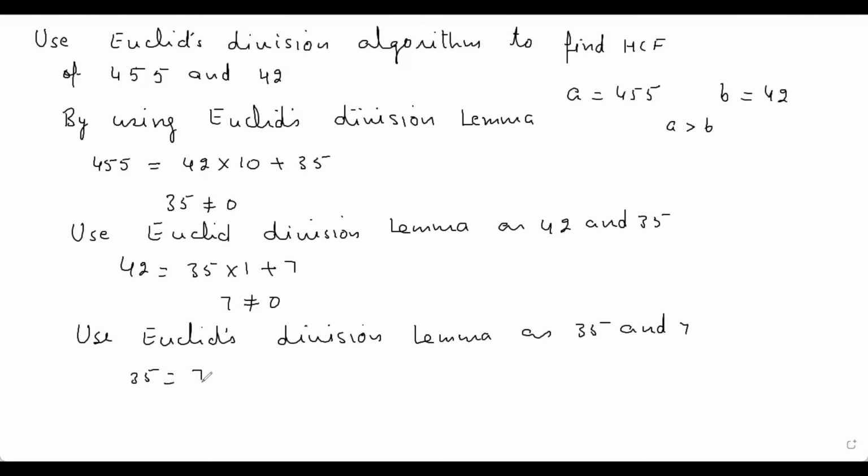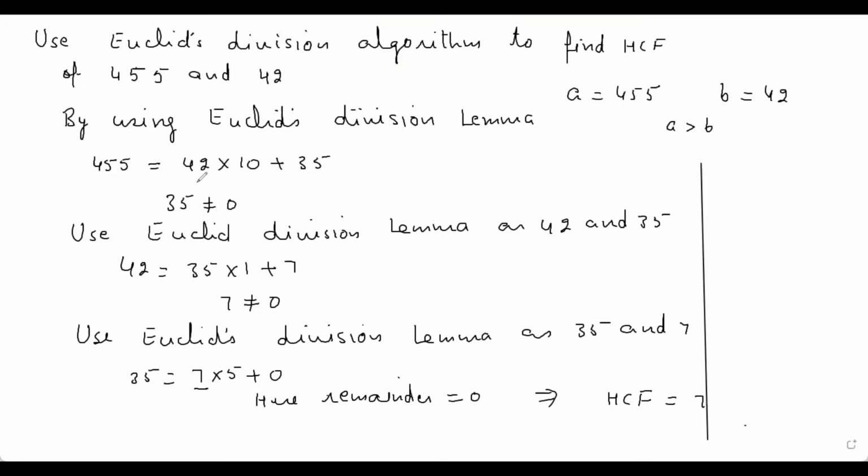35 is equal to 7 into 5 plus 0. So here the remainder is 0. So it implies HCF is 7. So HCF is 7. This is how we use Euclid's division algorithm to find the HCF of two numbers. Sometimes it is difficult to use mental calculations, so you can take the help of this method.